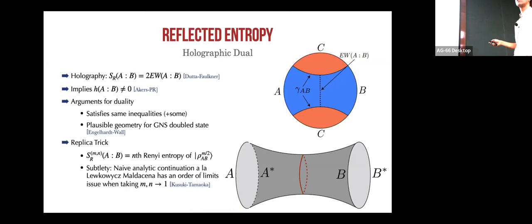When you go here, my field theory lives on A star and BB star. So I want to understand that before I understand the bulk dual. I want to understand what I'm computing the bulk dual of.